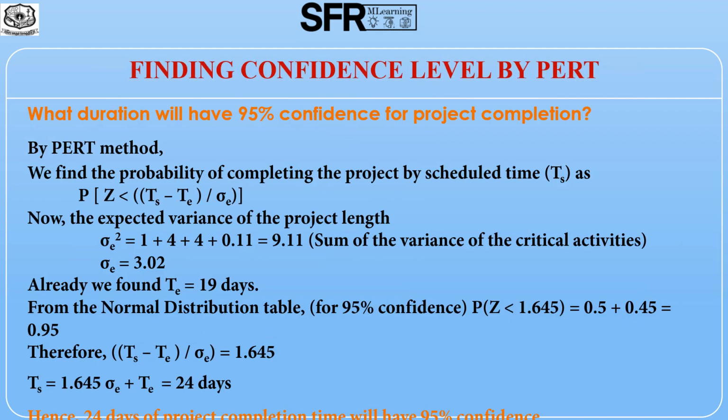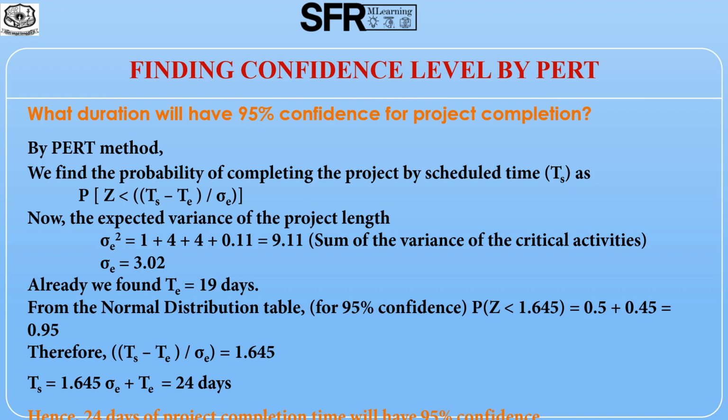Now we move on to the next question. What duration will have 95% confidence for project completion? That is, by specifying which duration we can give 95% assurance to complete the project. For this, we apply the PERT method. We take TS as the scheduled time for 95% confidence. For that, we find the probability of completing the project by scheduled time as P of Z less than TS minus TE divided by sigma E.